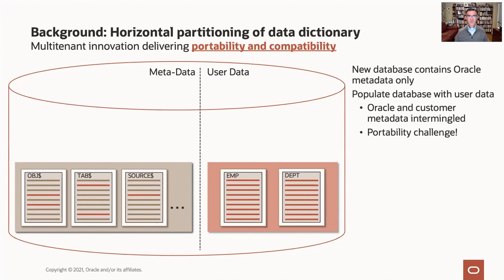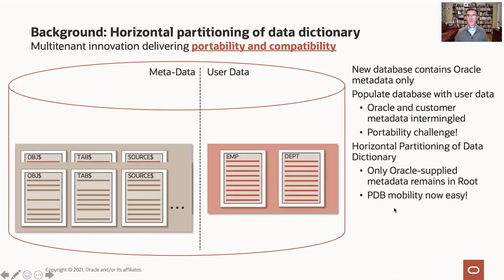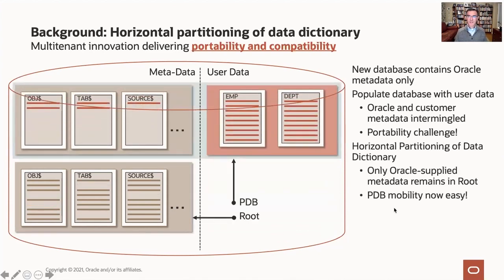Now, to address this requirement, a major innovation of the multi-tenant architecture is what we call the horizontal partitioning of the data dictionary. We literally create this second copy of the data dictionary in what we call the pluggable database, or the PDB. Conceptually, this contains just the definition of the application. The other copy of the data dictionary lives in what we call the root, down at the bottom here. And at a high level, this stores just the Oracle supplied metadata.